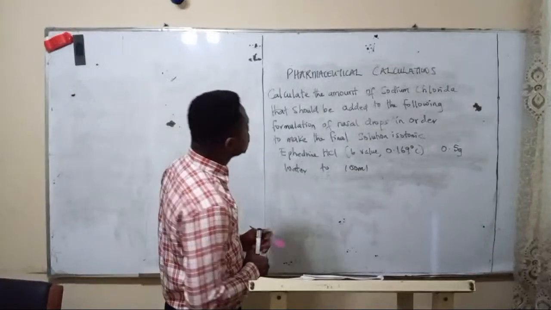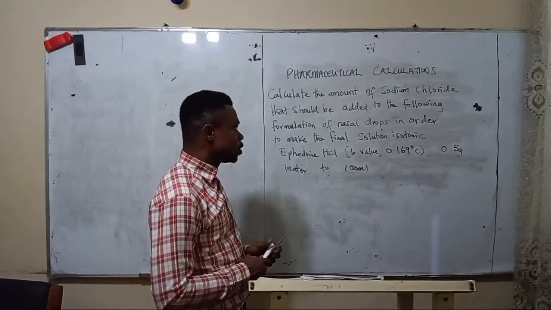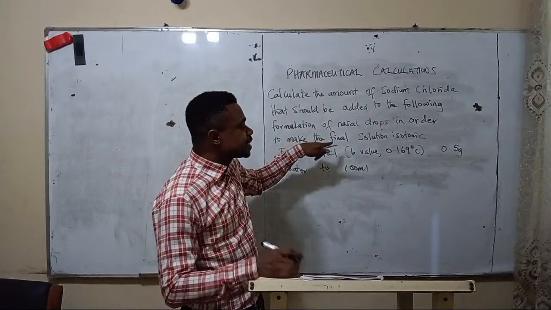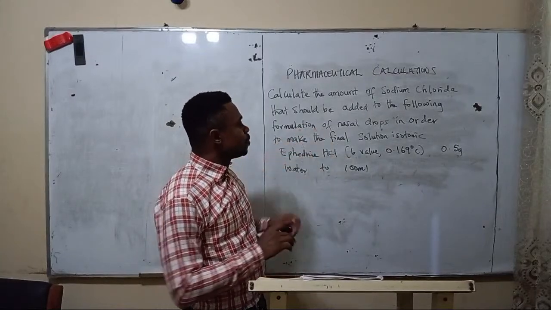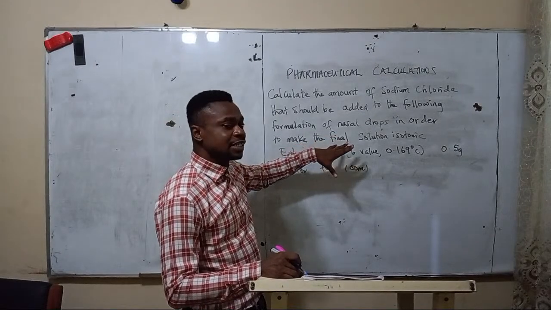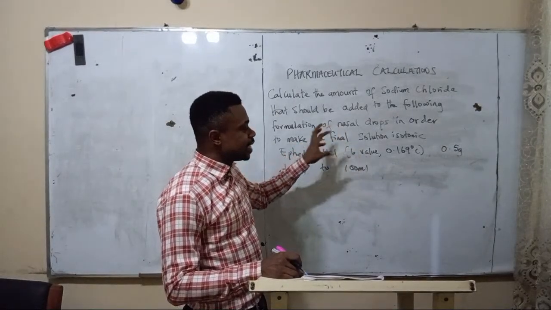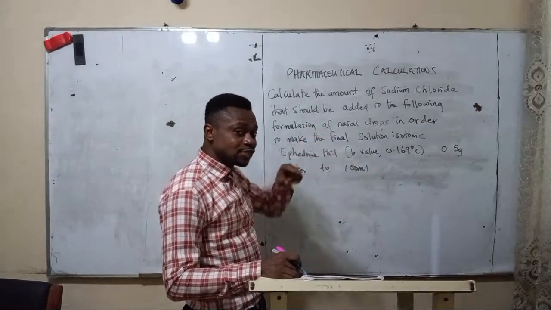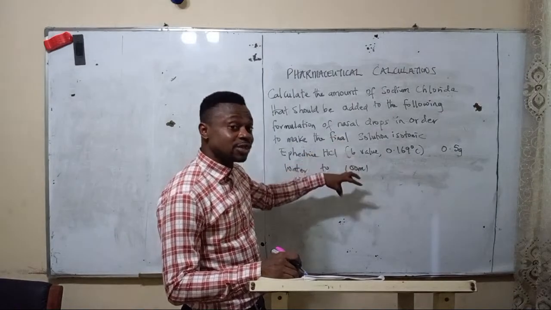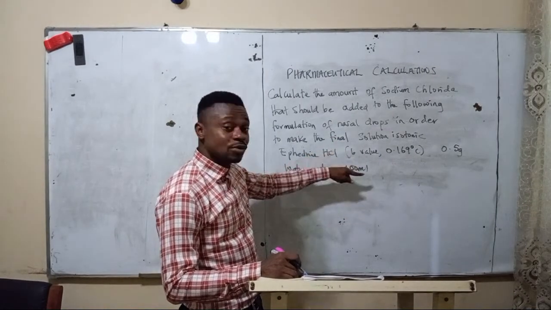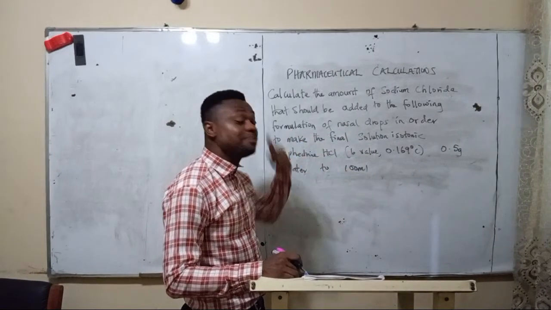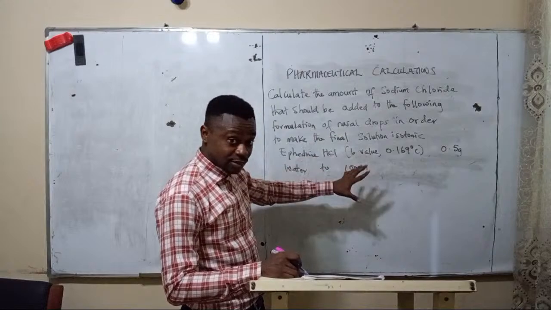Now, to solve this question, we should understand something here: this type of isotonicity adjustment does not use the concentration. It has nothing to do with the concentration now. This has to do with the freezing point depression. What I mean by concentration is, by implication, osmotic pressure.